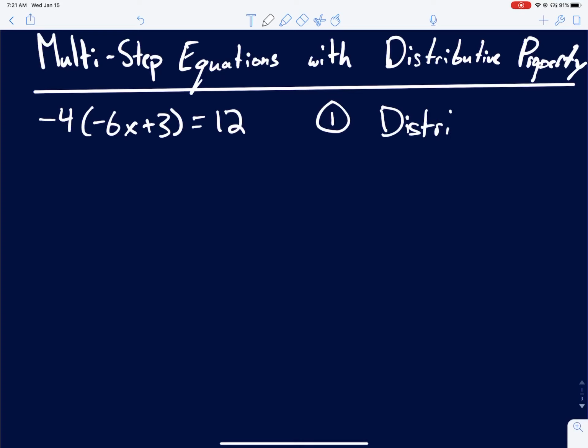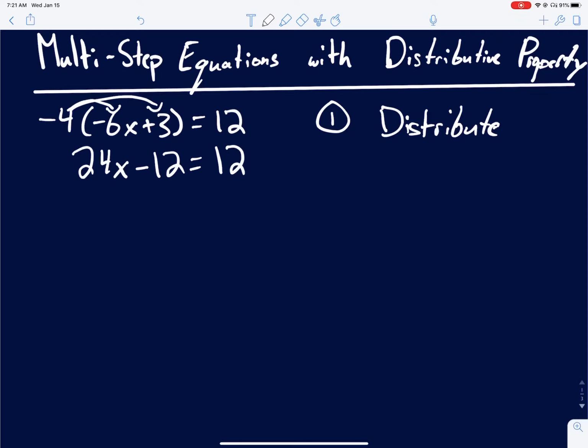First step to solving a multi-step equation with the distributive property is to distribute. So we have -4, and we're going to distribute that into our parentheses. So -4 times -6x, that's a negative times a negative. Well, we know that is a positive. So 4 times 6 is 24. So 24x. -4 times 3 is -12 equals 12.